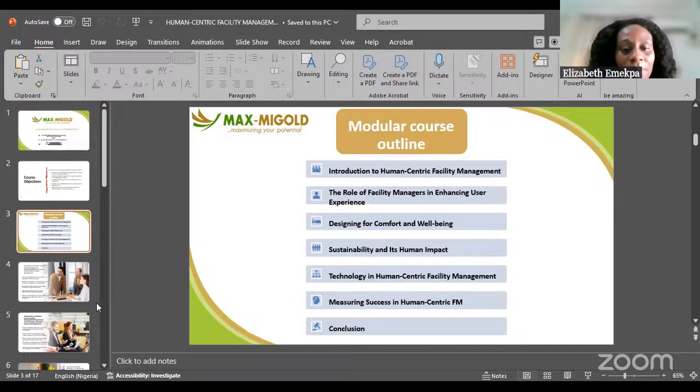Okay, technology in human-centric facility management, FM, integrating technology. I mean, today, the world we have today, everything is on technology. If there's this, there have to be that. If there's this, technology has to be involved. Okay, so how does this also come in facility management? Measuring success in human-centric FM, and then the conclusion.